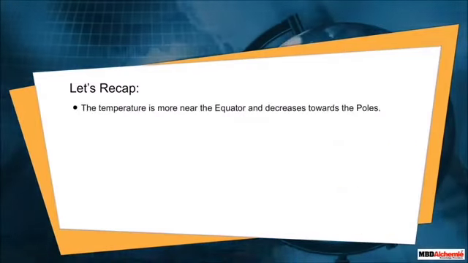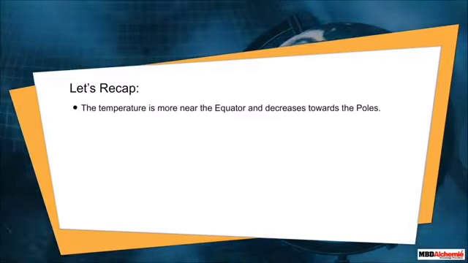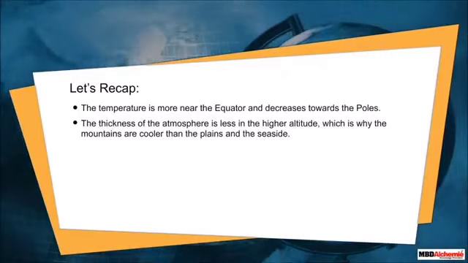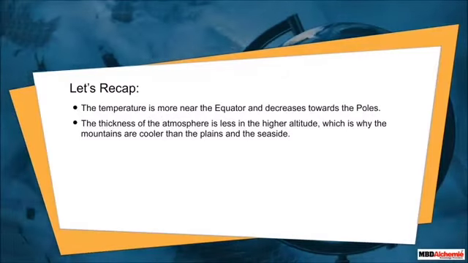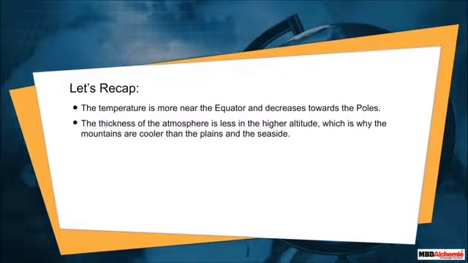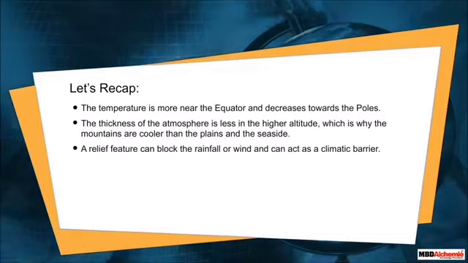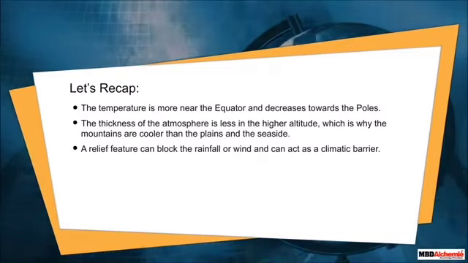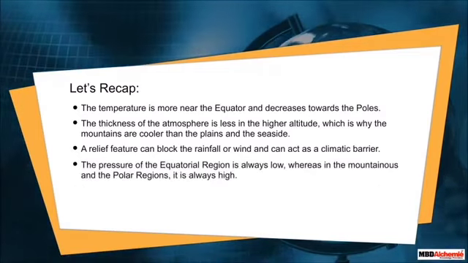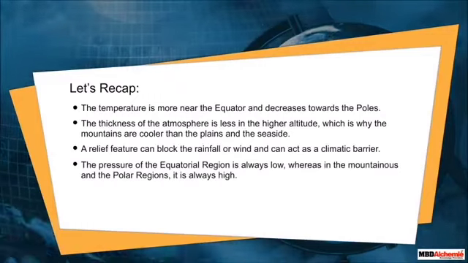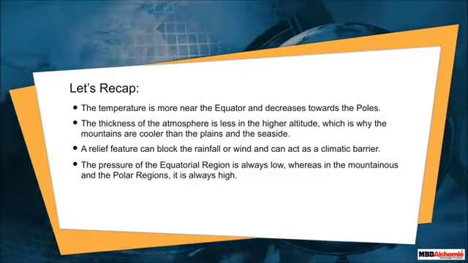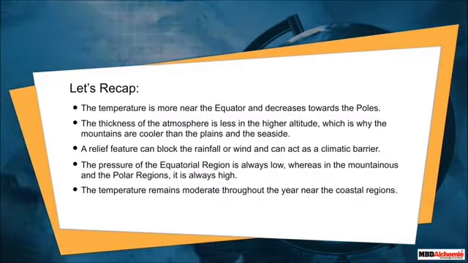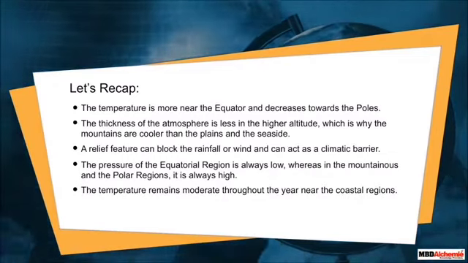Temperature is more near the equator and decreases towards the poles. The thickness of the atmosphere is less in the higher altitude, which is why the mountains are cooler than the plains and the seaside. A relief feature can block the rainfall or wind and can act as a climatic barrier. The pressure of the equatorial region is always low, whereas in the mountainous and the polar regions it is always high. The temperature remains moderate throughout the year near the coastal regions.